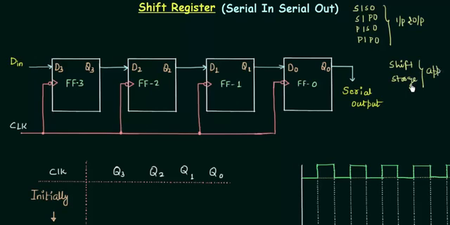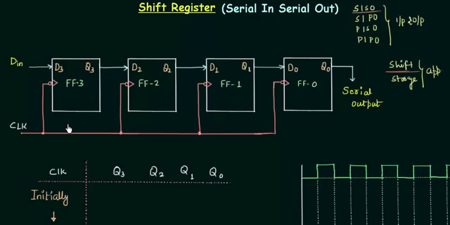Now we will study shift register. The application is shifting, and the input and output format is serial input, serial output. So we are going to study shift registers with serial input and serial output. This serial input and serial output is again divided into two types. The first one is shift right mode. This circuit here represents the shift right mode.